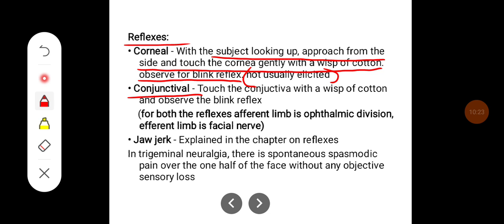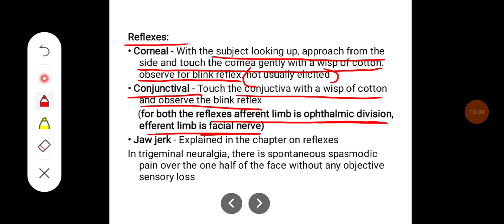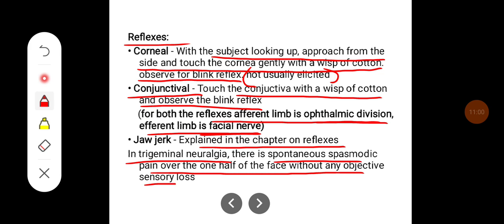Similarly, the conjunctival reflex is done by touching the conjunctiva with a wisp of cotton to observe the blink reflex. For both the reflexes, the afferent limb is the ophthalmic division of the trigeminal nerve and the efferent limb is the facial nerve. Then the jaw jerk is also elicited, where the afferent and efferent are both the trigeminal nerve and the center is present in the pons. In trigeminal neuralgia, there is a spontaneous spasmodic pain over half the face without any objective sensory loss.